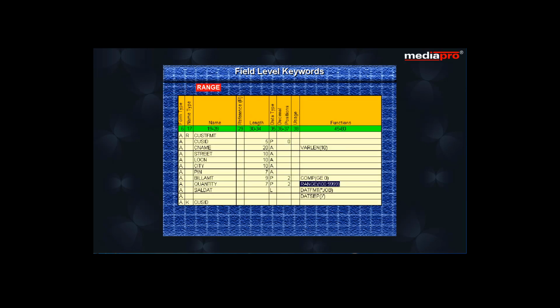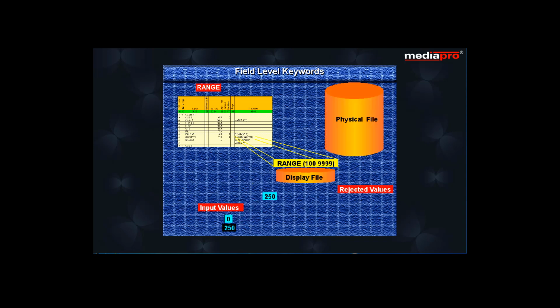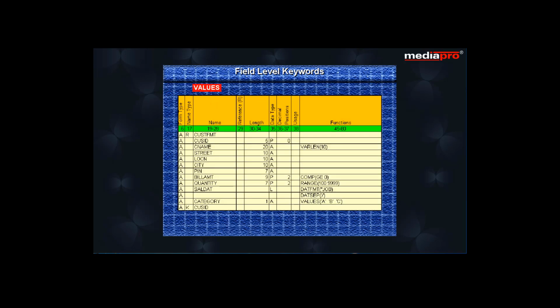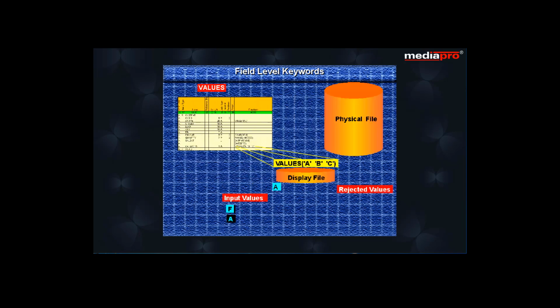The range keyword is used to specify a range of valid values for a numeric field. When the user enters data using a display file that references this field, the system will check whether the data is within the range 100 to 9999 and signal an error if it is not. The values keyword is also used by display files that reference the field in the physical file. Data input into this field has to have one of the values specified with this keyword.